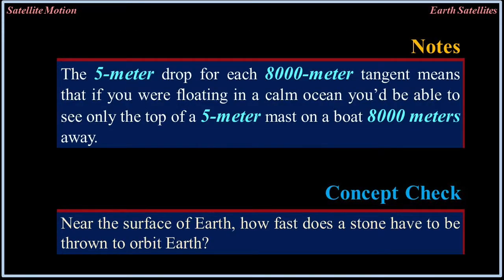The 5-meter drop for every 8,000 meter tangent means that if you were floating in a calm ocean, you'd be able to see only the top of a 5-meter mast on a boat 8,000 meters away. Concept check: near the surface of Earth, how fast does a stone have to be thrown to orbit Earth?